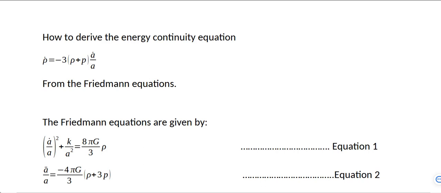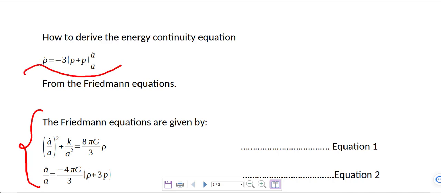In this video, I'll be showing you how to derive the energy continuity equation from the Friedmann equations. Now, the Friedmann equations are two very important equations in cosmology, and as you can see, they are right here. So we are required to use these two equations to prove this energy continuity equation. Now, I won't be explaining the meaning of the parameters in the equations because I'm assuming that you already know them. We'll just go straight into using the equations.